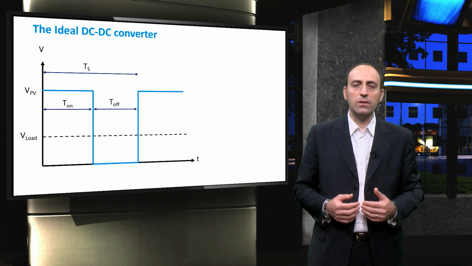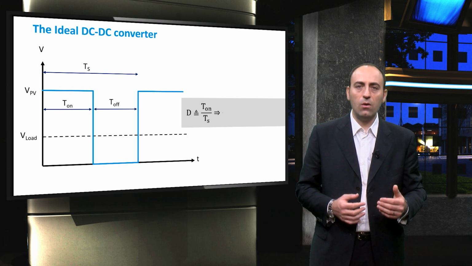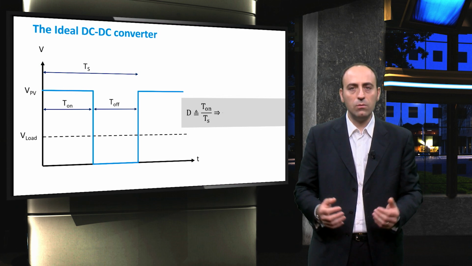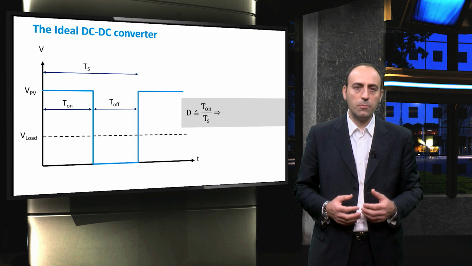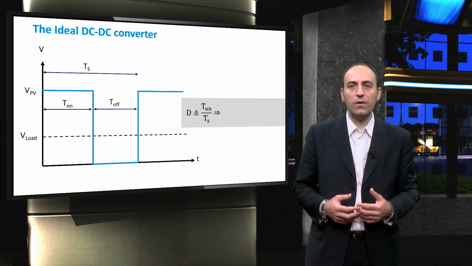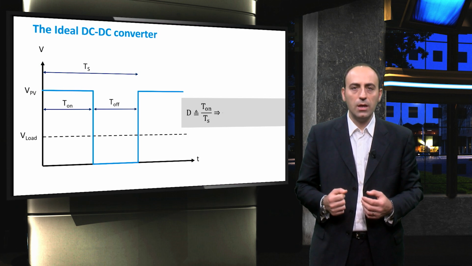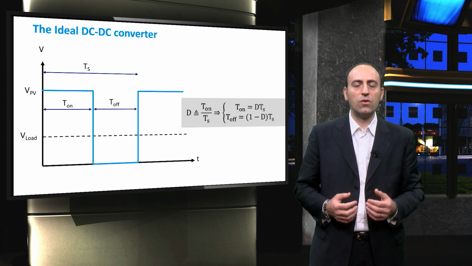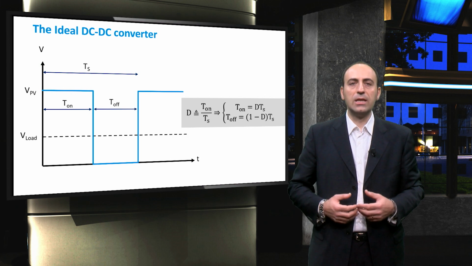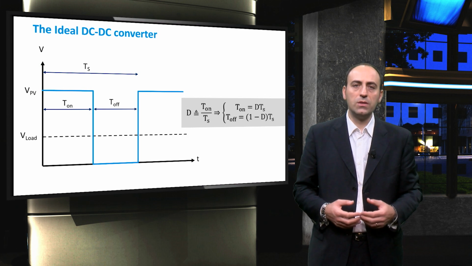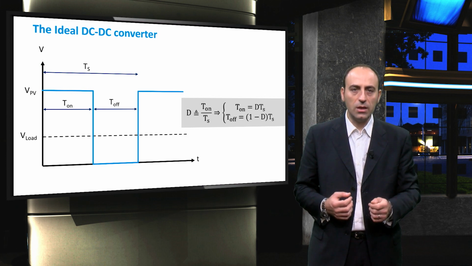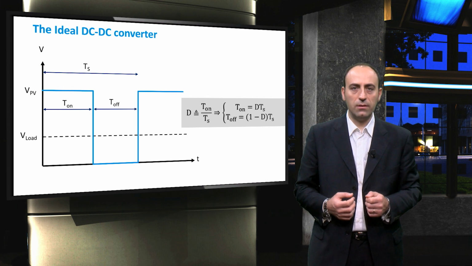Then the duty cycle is defined as the ratio between the T-on and the time interval of the one entire cycle. This is the principle of operation of an ideal step-down converter. We shall come back to it soon. Here, we report other ways to write the T-on and the T-off as a function of the duty cycle, which is the previously mentioned input signal given by the MPPT tracker.